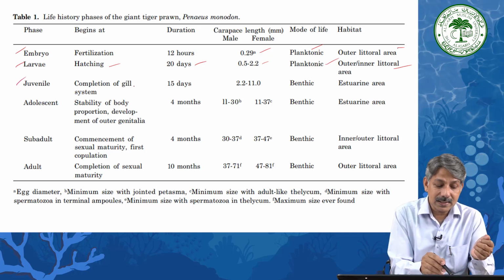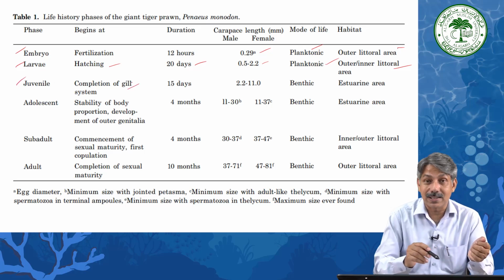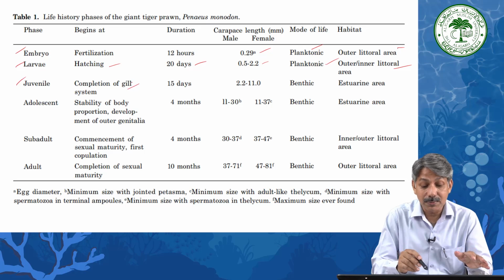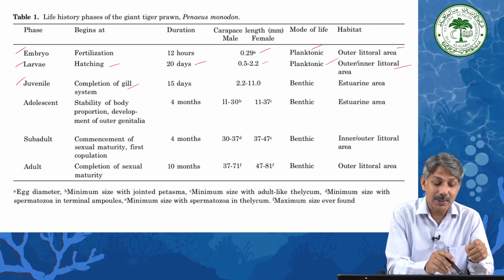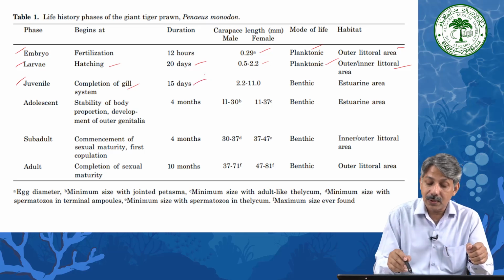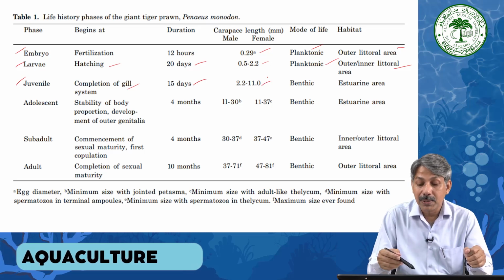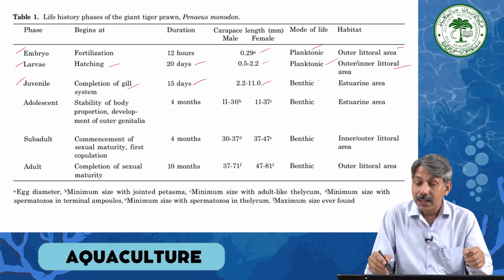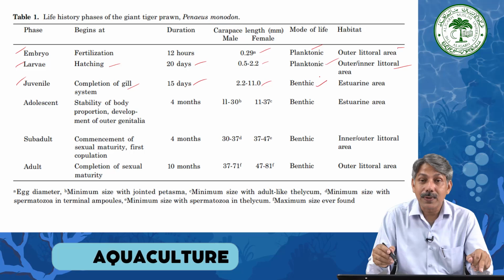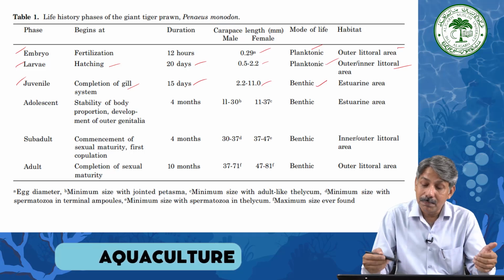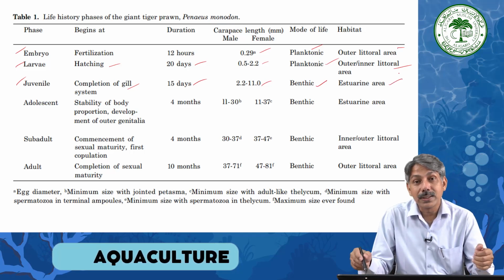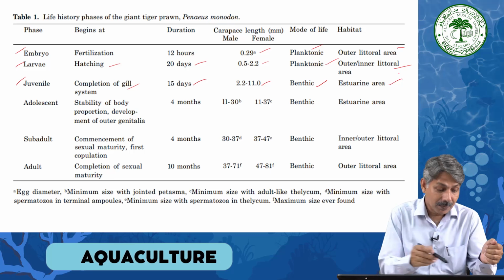Juvenile stages, when completion of the gill system occurs. This table is very nice in describing the characteristics which develop with the different stages. 15 days duration, 2.2 to 11 millimeter is the carapace length. Now they become benthic. From the juvenile stage, they become benthic and now start occupying the estuarine area.